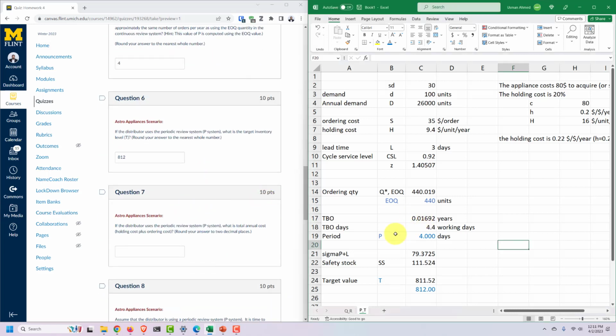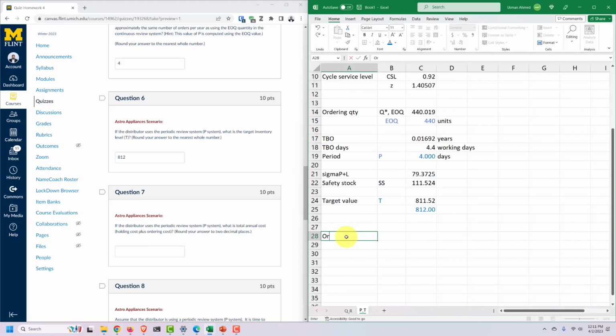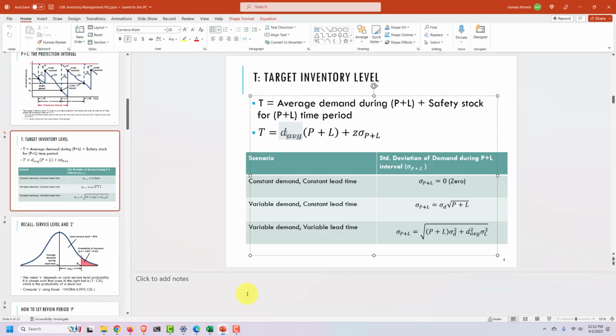Okay, so P and T are the two parameters of this system. I found P to be 4 days and T to be 812. So you have calculated the parameters of the system. Now we can calculate the annual cost. That's again going to have an ordering cost component and a holding cost component, and then we're going to have total cost just like last time. All of these will be dollars per year. Okay, so we can find the formula again. We go back to our slides.